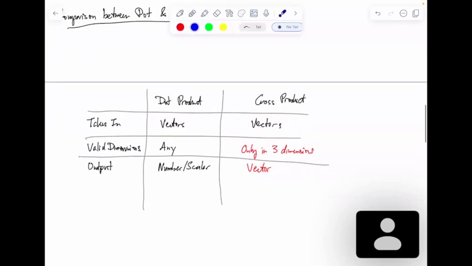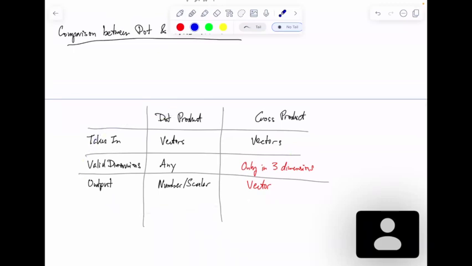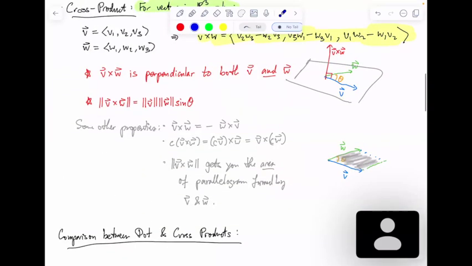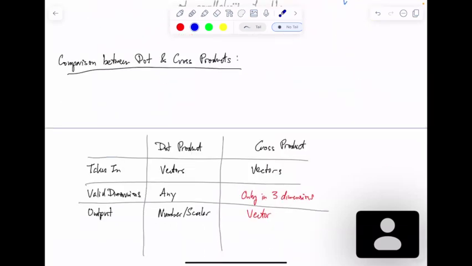So these are a brief comparison. There's a lot of other things that are different. One of these is, if you look at this property here, v dot w is the same thing as w dot v, whereas v cross w is minus w cross v, for example. There's a minus sign that happens when you switch the order. There are a lot of examples of these differing, but these are some of the main ones I've listed here.